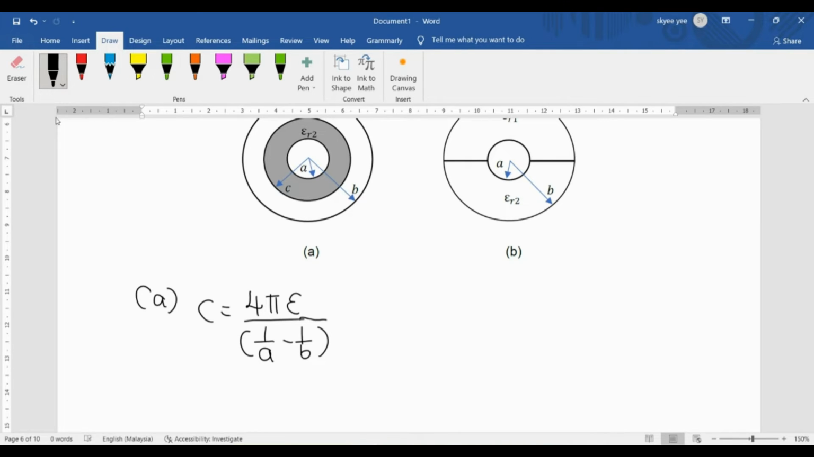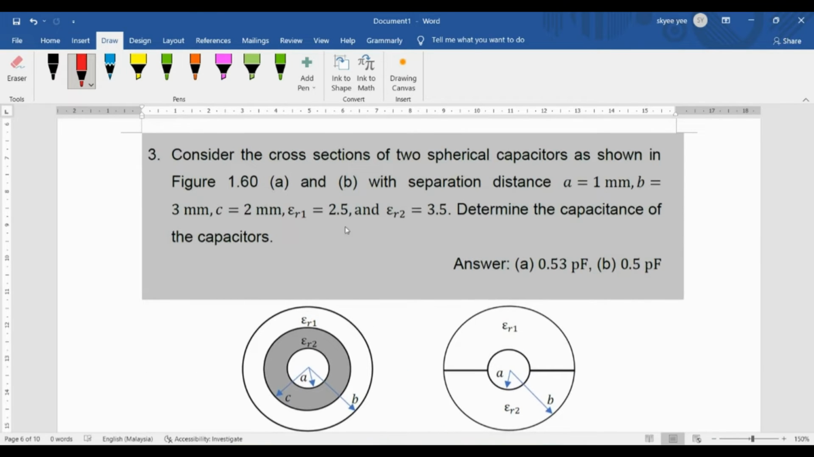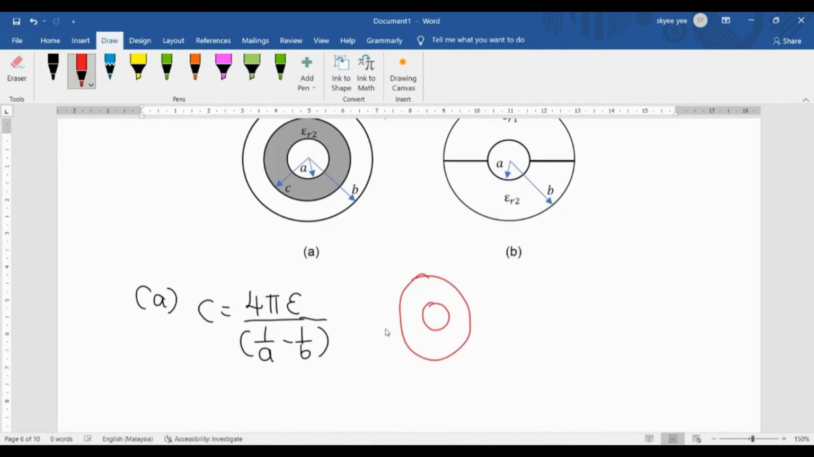Why do I say I can use it? Because this formula is derived based on the shape of a complete sphere. Even though there are two materials in between the inner and outer, the shape of the spherical capacitor is still the same. It is still a complete sphere. And the dielectric, you see, is a constant value, nothing to do with the R or whatever. So for this case, you can use this formula directly.